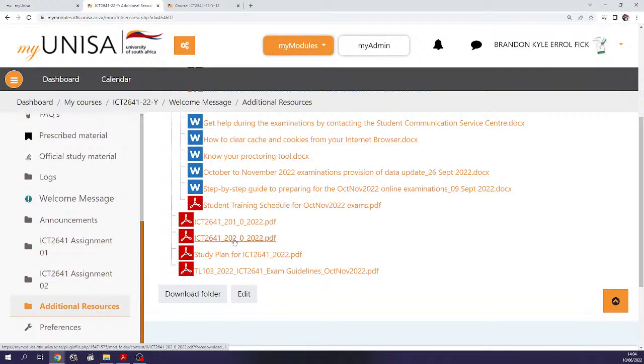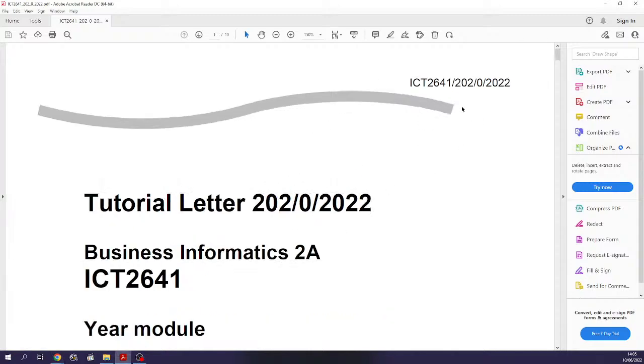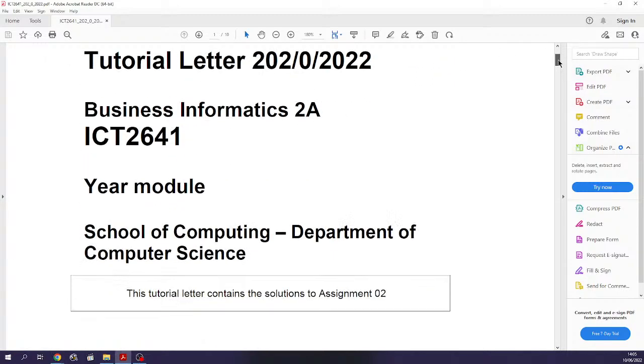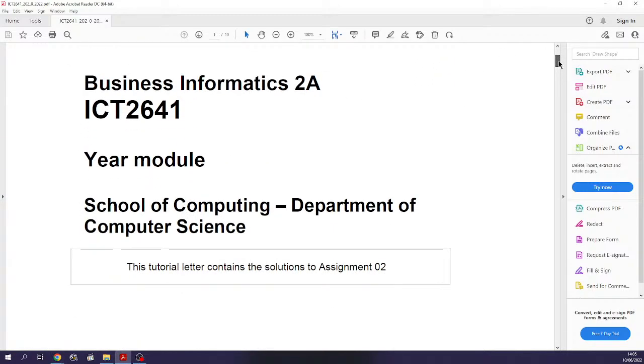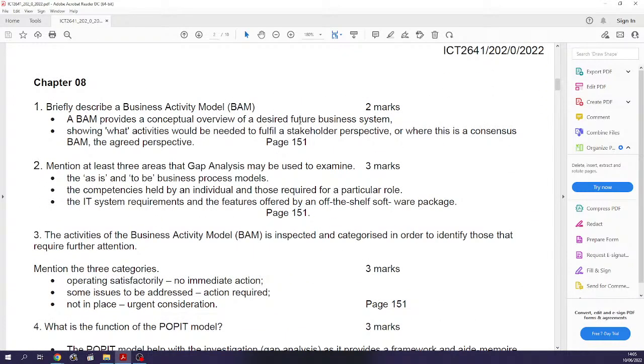I went through Assignment 1 in the previous stream, so we're going to open this one. Download it and open it in Chrome, and this is the memo. I already have it open in PDF, which is better for the stream, bigger on the screen. I'm not going to go through these questions. I'm telling you outright, the memo is very good, which is why I don't think I need to.